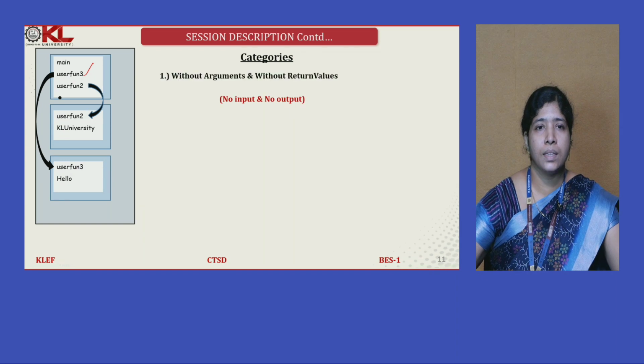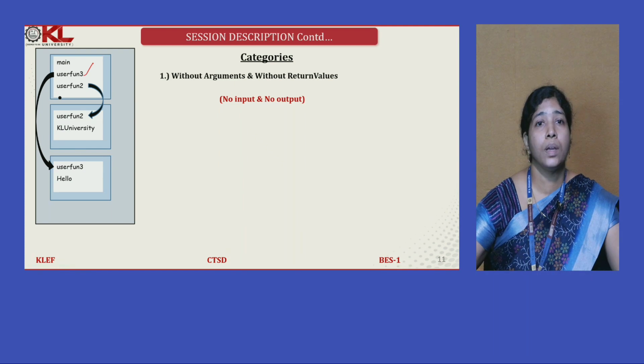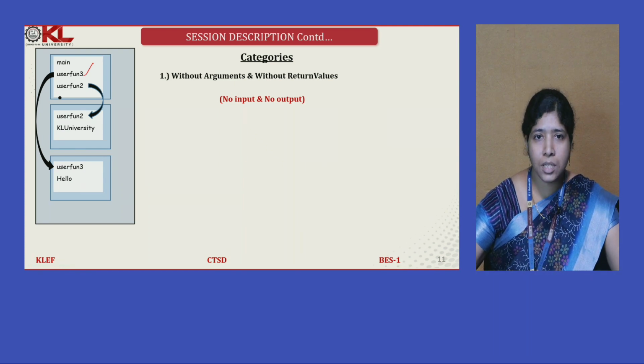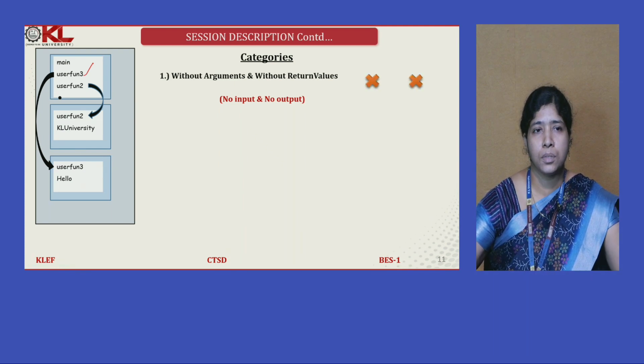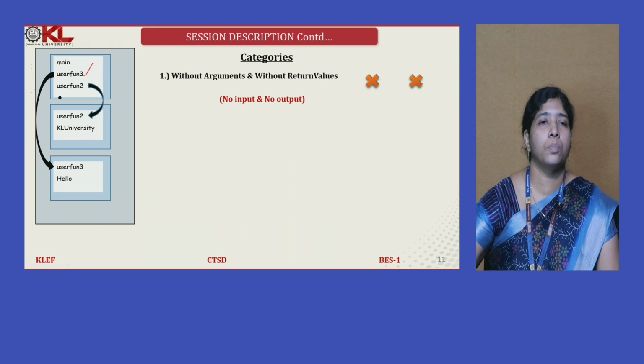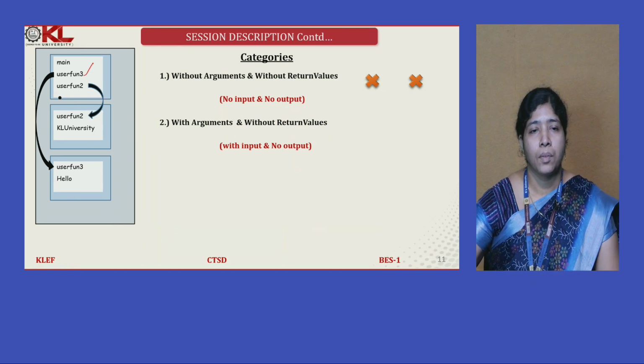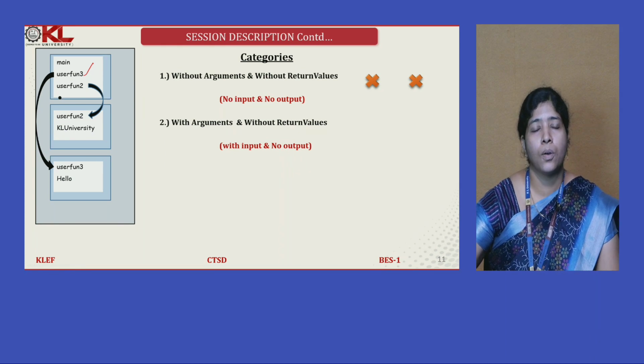So 4 categories are there. The very first one is without arguments and without return values. That means I am not giving any inputs and I don't want any output. The main function is not giving any inputs to the user function and is not expecting any output. The second one is with arguments and without return value. Arguments are nothing but inputs. Return value is nothing but output.